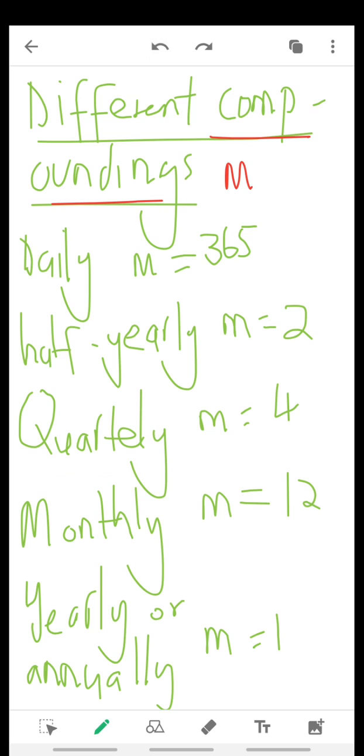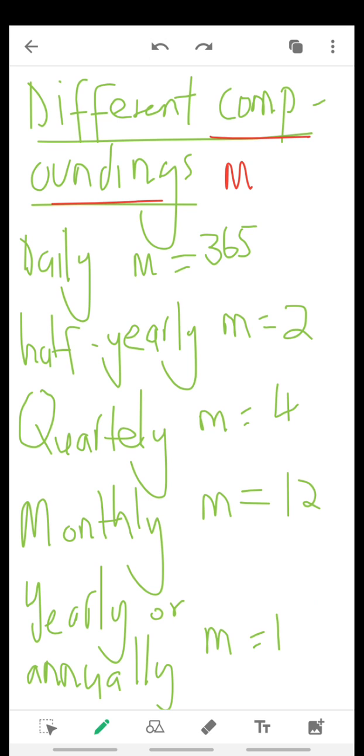And then monthly, how many months do we have in a year? We have 12 months. m will be equal to 12. And then yearly or annually, how many? In a year, there's just one complete year, which is just 1.